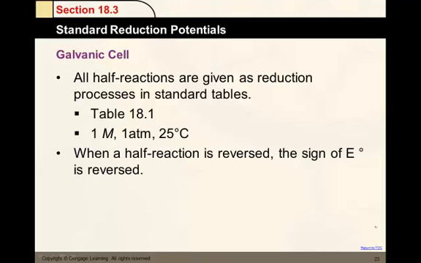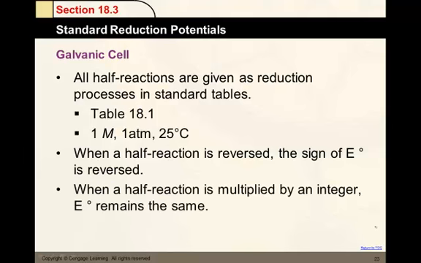When a half reaction is reversed, the sign of E0, or the voltage, is also reversed. So if we flipped around lithium, which is negative 3.05 on the standard reduction potential chart, and we had lithium producing lithium ion and an electron, the voltage would be positive 3.05, kind of like delta H when you flip things around.